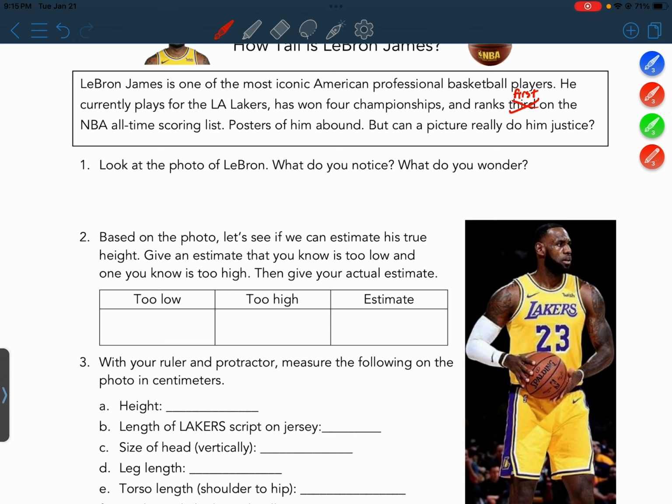Okay. So you can find posters of him everywhere. Go to Target or Walmart or Amazon, and I'm sure you can find a poster about him. But does a poster really do him justice? Do you really get the sense of how tall of a human being he is just from looking at a poster? Okay. All right.